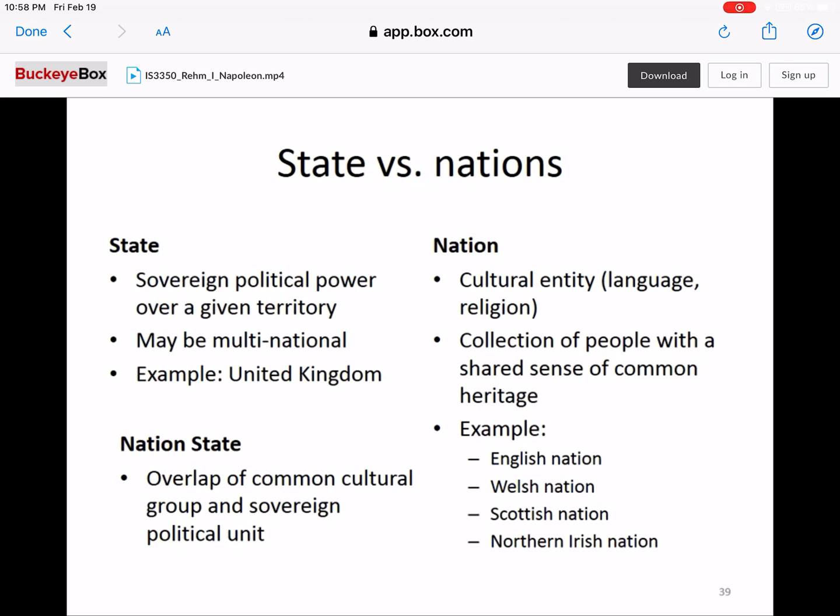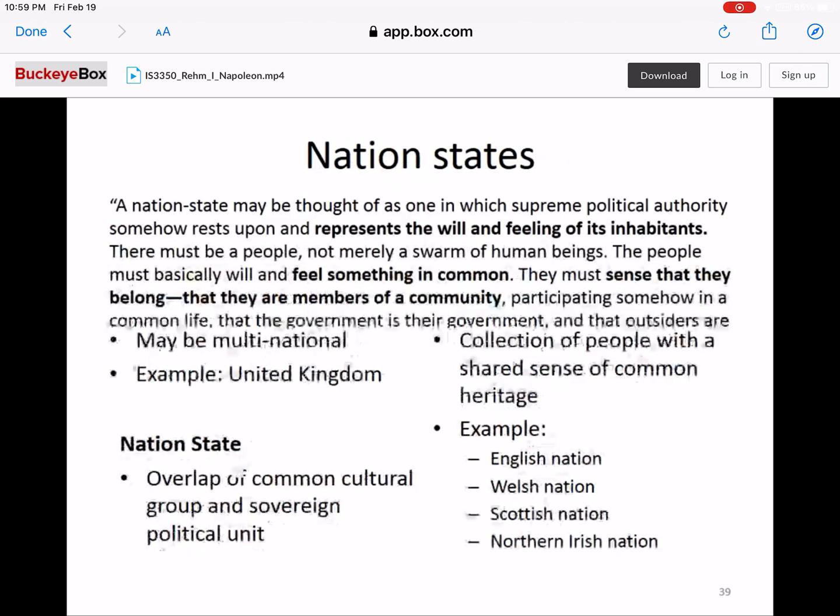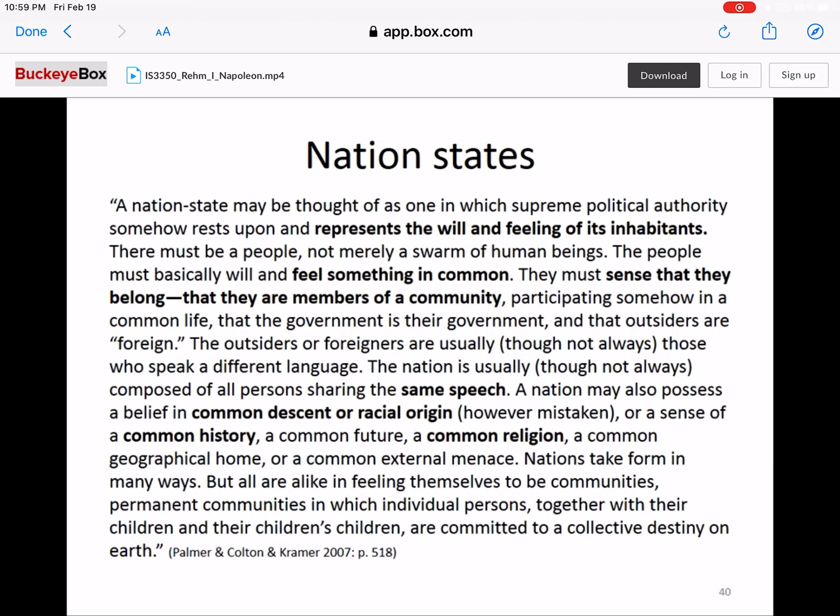And so people in a nation are supposed to have a common sense or shared idea of a common heritage. Examples would be the English nation, the Welsh nation, the Scottish nation, and the Northern Irish nation, which are combined into the United Kingdom. So a nation-state is the overlap between a common cultural group and a sovereign political unit. This is a good, detailed quote from the Palmer textbook, and I invite you to read it.